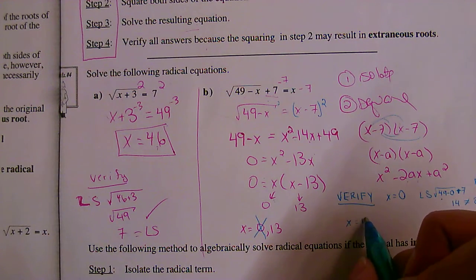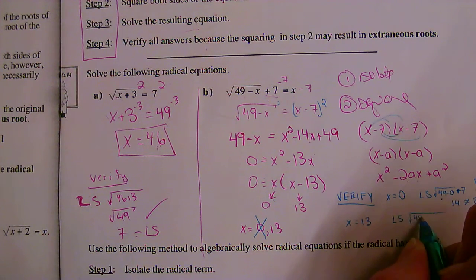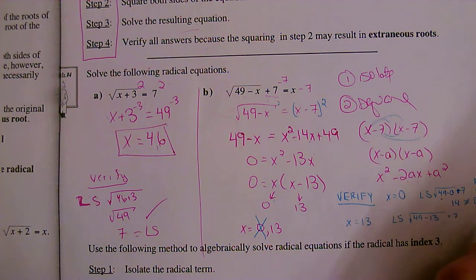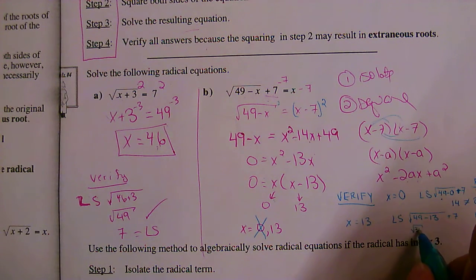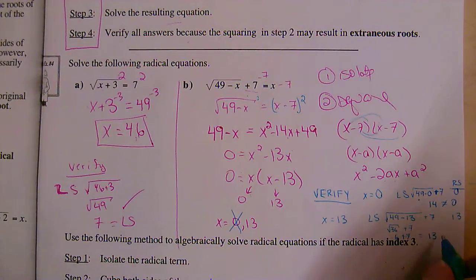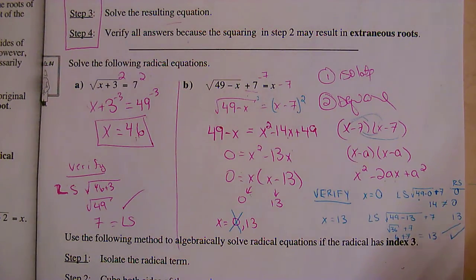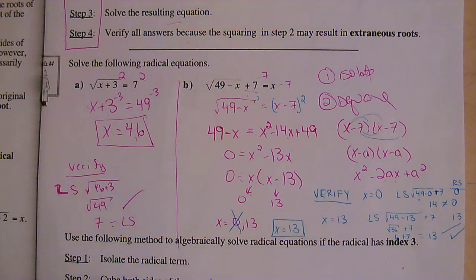So I'm going to verify x is equal to 13 now. So left side, 49 minus 13 plus 7. And then my right side is 13, because I would plug that back in. So 49 minus 13 is 36. The square root of 36 is 6. 6 plus 7 is 13, which matches my right side. So the only solution for this example is x is equal to 13. All right.